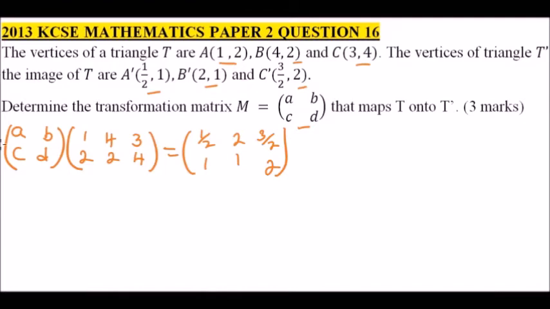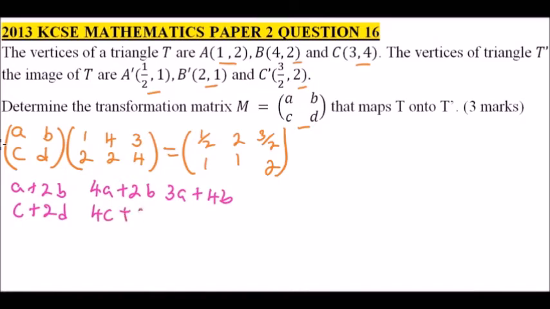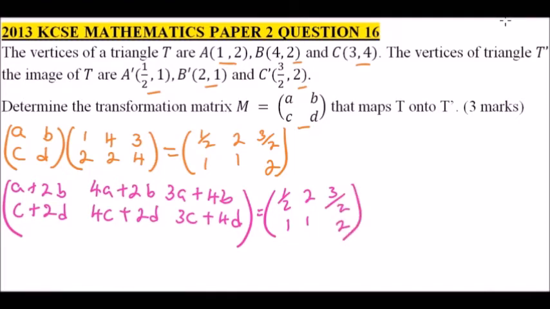So from there, we multiply. A times 1 is A, and B times 2 is 2B, so that will give us A plus 2B. The other one will give us 4A plus 2B, and the other one will give us 3A plus 4B. For the other row, we have C plus 2D, 4C plus 2D, and 3C plus 4D. So that matrix is equal to the matrix with 1/2, 1, 2, 1, and 3/2, 2. So when we equate the matrices, the equivalent elements are equal.